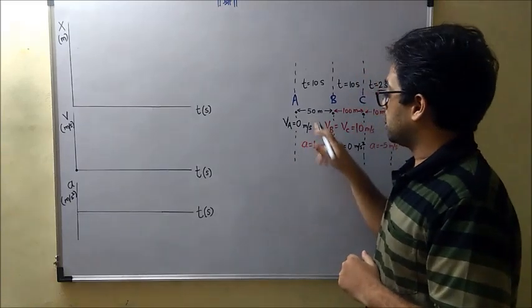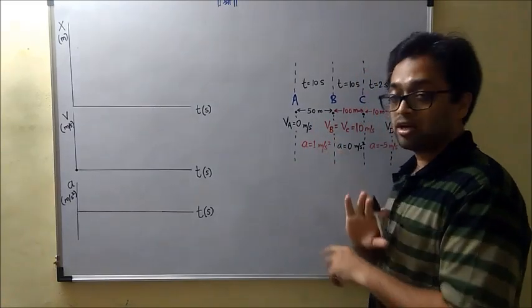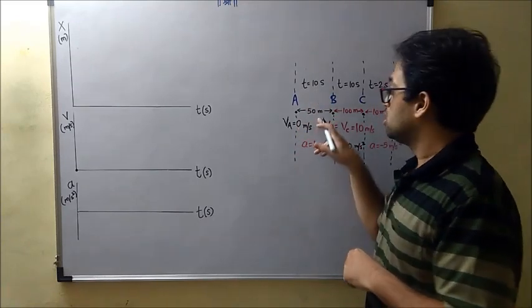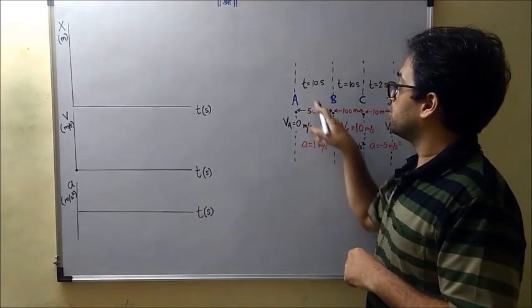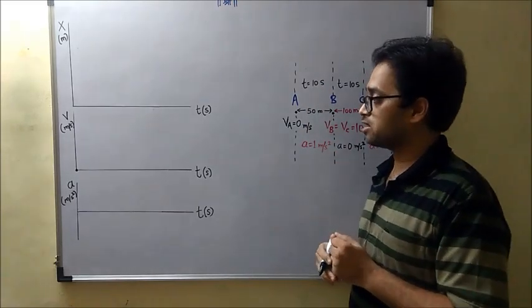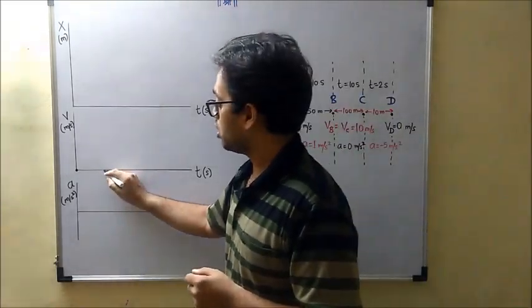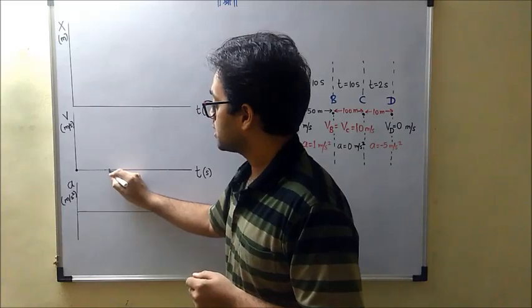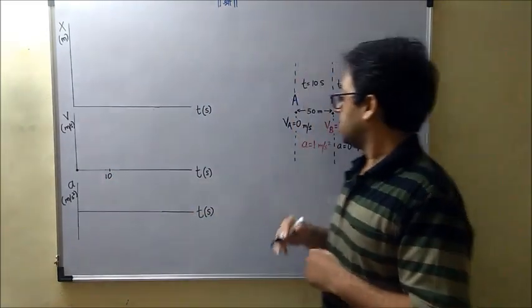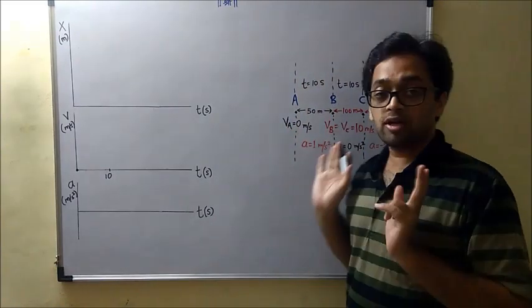Now what is the next data? Remember, a and VB are not given, they are in red color, but the black data is the given data. So it moves for 50 meters over a time interval of 10 seconds. Let us mark a time interval of 10 seconds. Let us say it is here. This is my 10-second time interval. In that, the car moves a 50 meter distance.